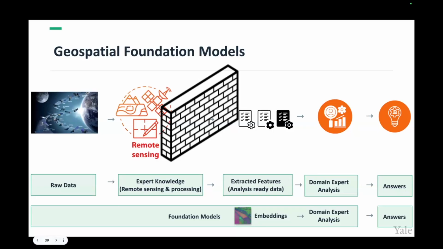So in this workshop, we will cover an example of land cover classification, comparing the traditional way of extracting satellite data and how we do it. And then we will also look at how we do it with embeddings and with foundation models.